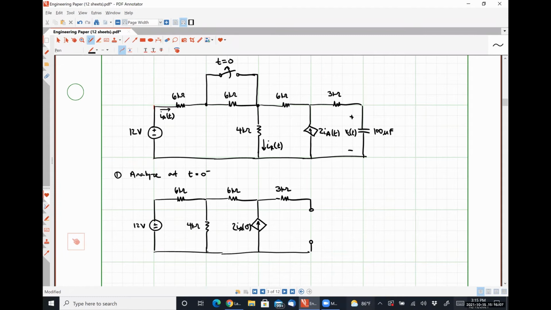Because we're at DC steady state, my capacitor looks like an open circuit. Here's my voltage VC at 0 minus. Here's my current IR at 0 minus. Here is my current IA at 0 minus, and we're going to have to figure out all three of those quantities. So how would you guys like to approach this?